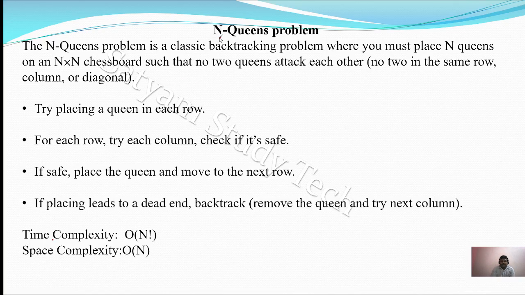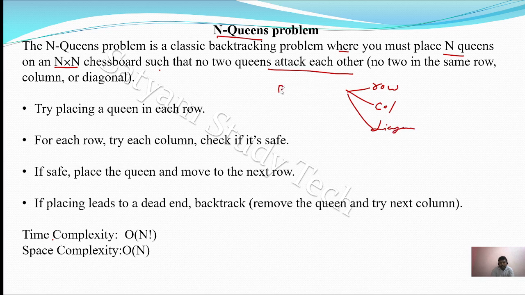Today's topic is the N-Queen problem. The N-Queen problem is one of the applications of backtracking. It is a classic backtracking problem where you must place N queens on an N by N chessboard such that no two queens attack each other. That is the bounding function: no two queens are in the same row, same column, or same diagonal.